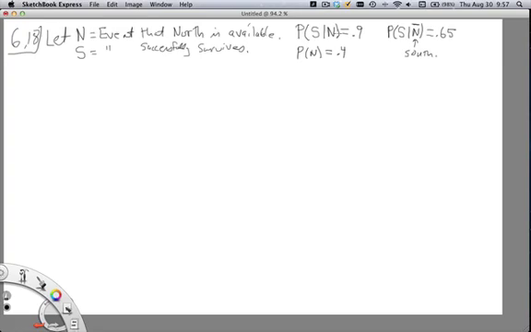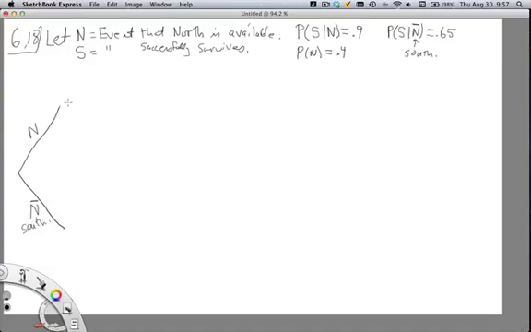Okay, so let's draw a tree. What the tree approach involves is depicting the sample space with a tree. We're going to split up the sample space as follows. This is all the portion of the sample space where we get the north. Down here is where we don't get the north. So here we're in the south.